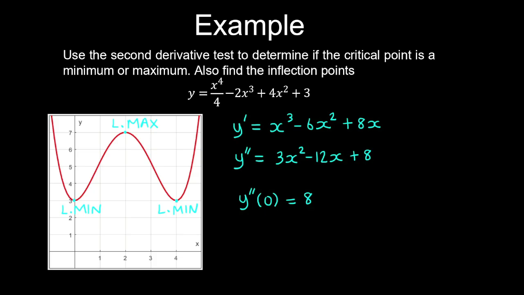Now to find the inflection points, what you do is set y double dash of x to 0. And then you'll get two solutions. So your inflection points are going to occur somewhere near x equals 1 and near x equals 3. So at x equals 1, the curve changes from concave up to concave down. And at x equals 3, you have concave down changing to concave up.